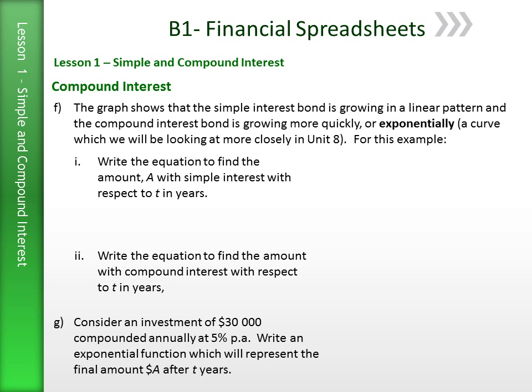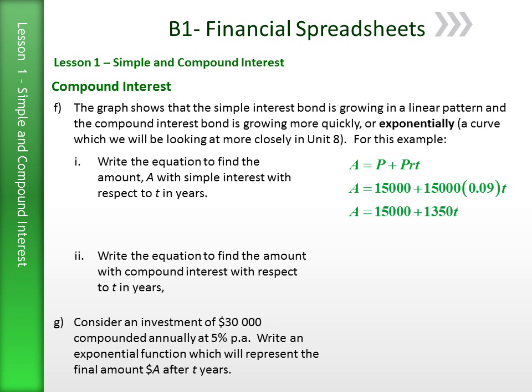For this example, we'll write the equation to find the amount A, the simple interest, with respect to t, time in years. A equals P, which is our principal, plus the interest earned, which is our PRT. In this case, our principal is 15,000. So 15,000 plus 15,000 times 0.09 times t, which can be simplified to A equals 15,000 plus 1,350 times t.